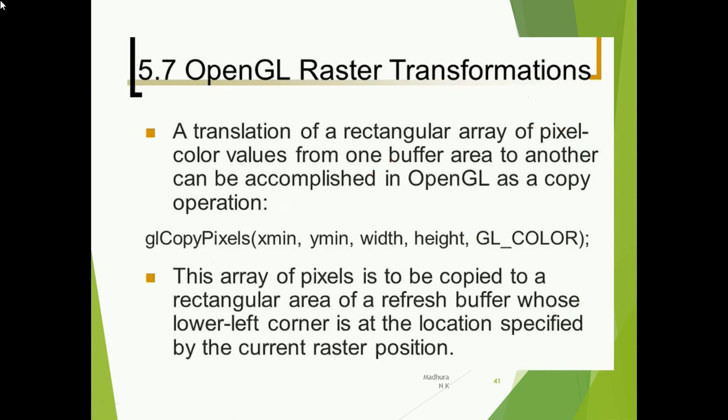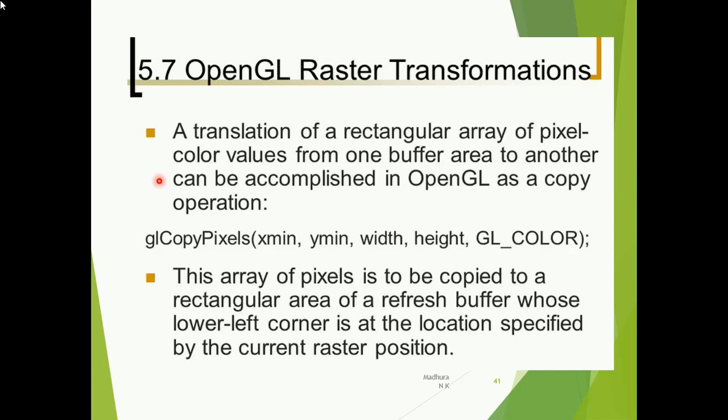OpenGL raster transformations. The translation of a rectangular array of pixel color values from one buffer area to another buffer can be accomplished in OpenGL as a copy operation. Okay, so as I said in the previous slides, we have discussed the translation activity. How was a translation activity performed?